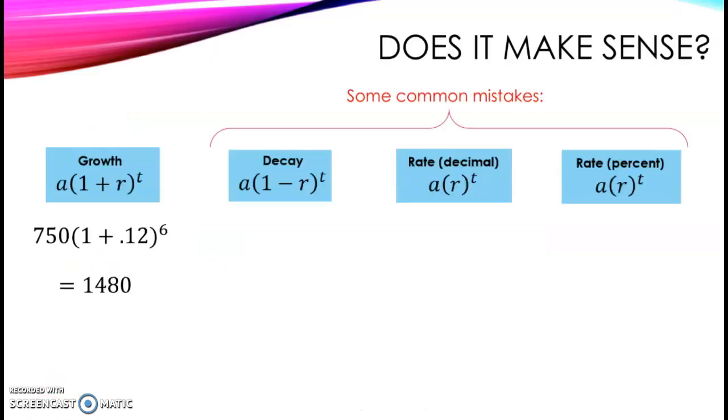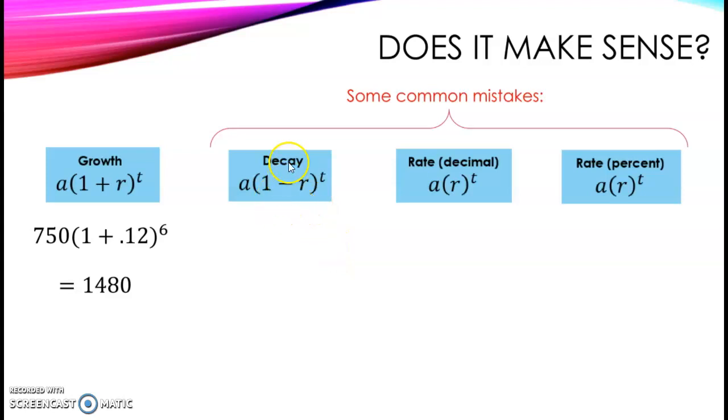So that'd be 1,480 geese. I want to go over some common mistakes that happen. You should ask yourself whether or not the answer makes sense. Considering we started with 750 geese and 6 years went by, it does make sense that 1,480 geese would be the population now. So I want to go over some common mistakes.